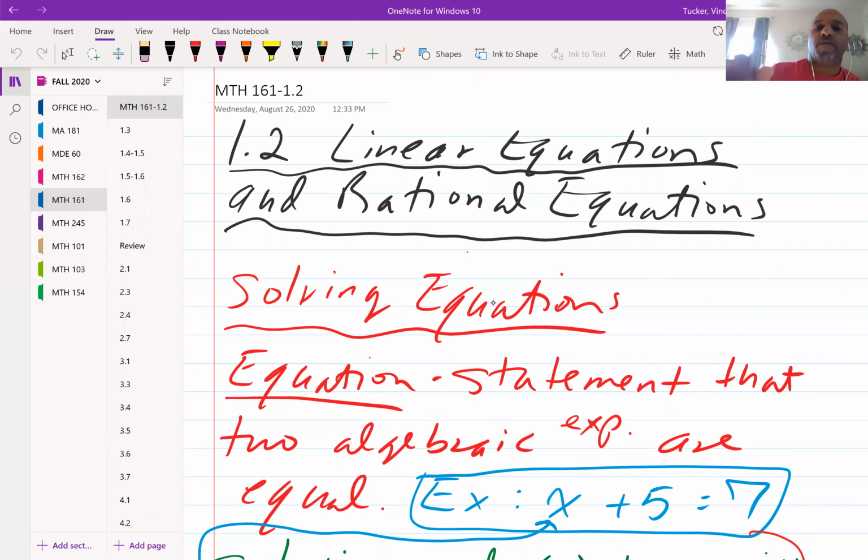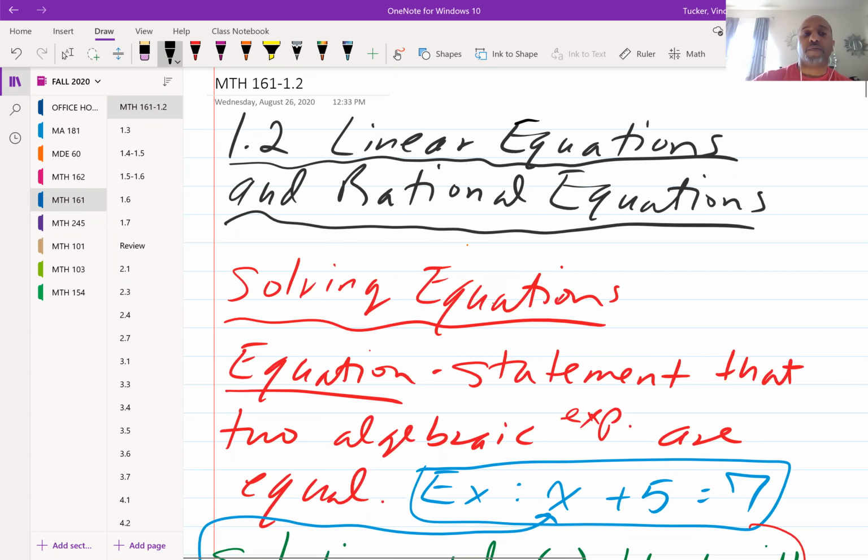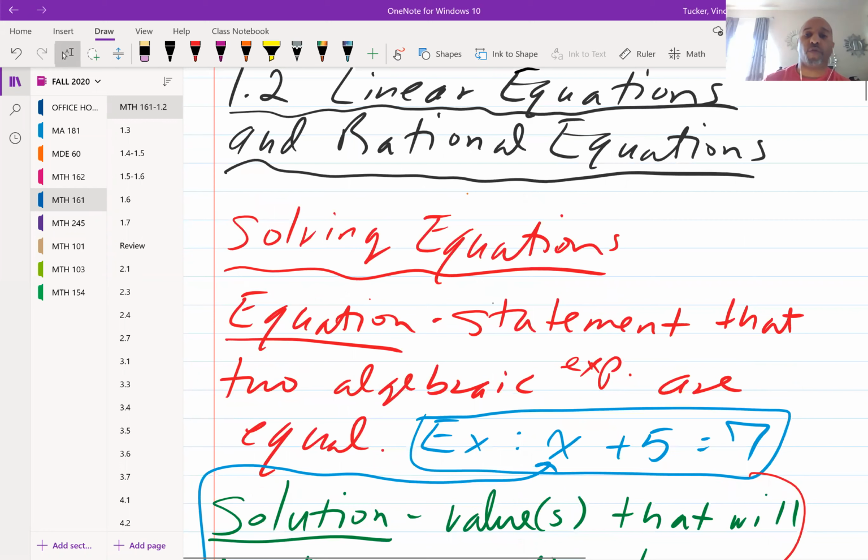All right, so 1.2 is linear equations and rational equations. And since I've written out some of this stuff, if I were to move too fast or whatever the case may be, always feel free to unmute, ask me to slow down, or ask could you go back, whatever the case may be. Always feel free to let me know. So linear equations and rational equations.